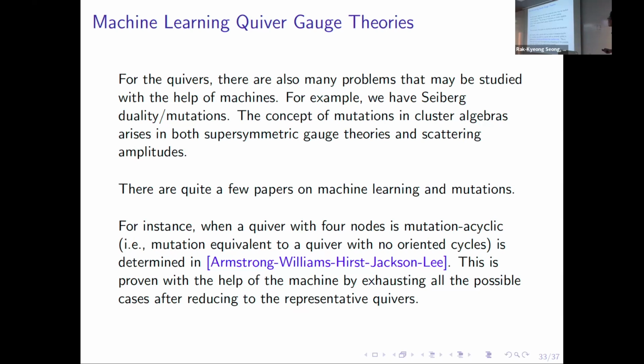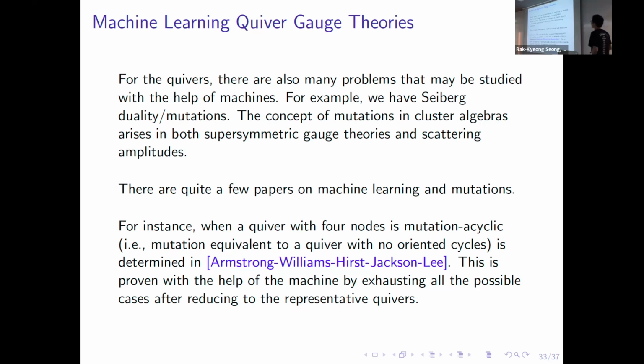Of course, we have Seiberg duality, and it's something also called mutations in mathematics. And this concept of mutations not only arises in gauge theories, but also in scattering amplitudes.